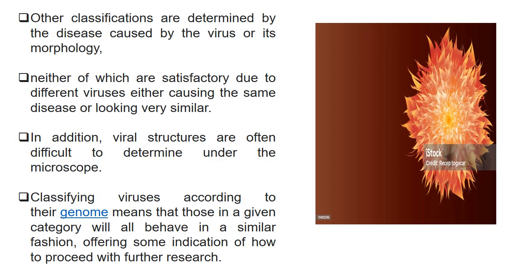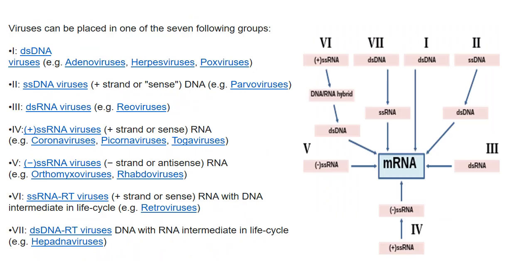Other classifications are determined by the disease caused by the virus or its morphology, neither of which are satisfactory due to different viruses either causing the same disease or looking very similar. In addition, viral structures are often difficult to determine under a microscope. Classifying viruses according to their genome means that those in a given category will all behave in a similar fashion, offering some indication of how to proceed with further research.